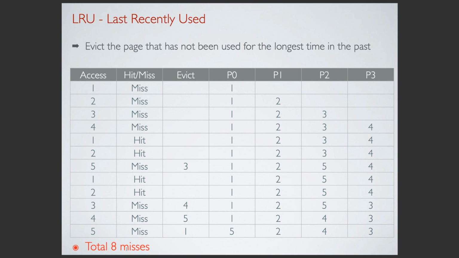Total 8 misses. It's actually better than my 10, right? It's not 6 yet, but it's somehow in the middle. This algorithm performed better than FIFO. That's true in this example, but it's also true on average. LRU performs better than FIFO.